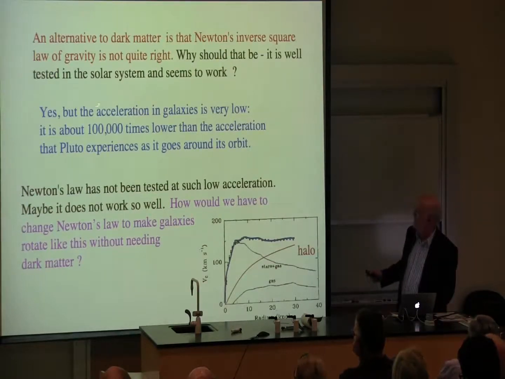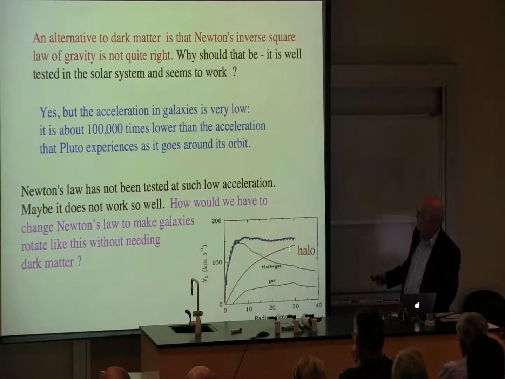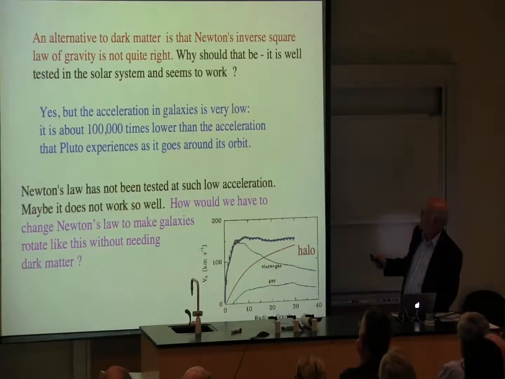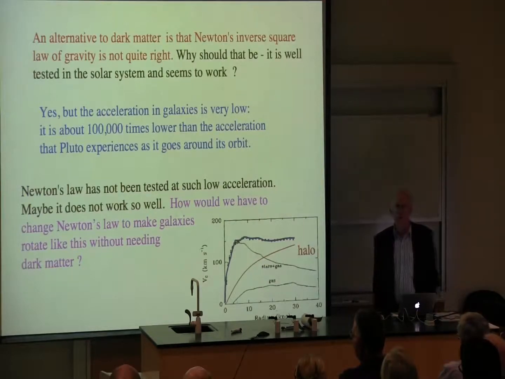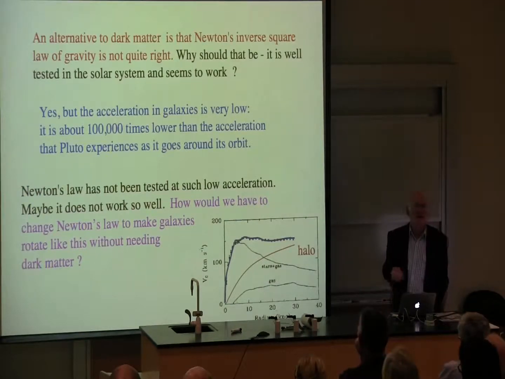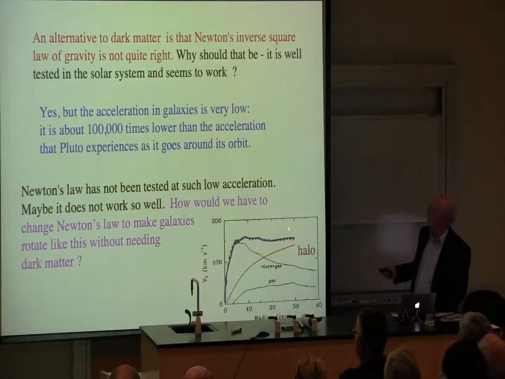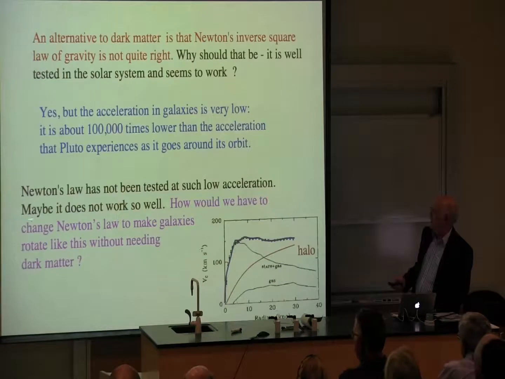That is true. But when you get into galaxies, you've got big velocities, but you've got these enormous distances. Remember, the acceleration is v squared over r. And because r is so big, the acceleration in galaxies gets very low. In fact, out here in this galaxy, it's about 100,000 times lower than the acceleration that Pluto experiences as it goes around the Sun. So we're in a domain, in galaxies, where Newton's laws haven't really been tested. And it's possible that they don't work so well.